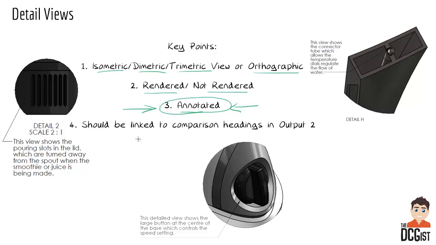The detail views should be linked to the comparison headings in output 2, okay? So if you have a detail view put in, try your very best to have it referring to one of the comparison headings in output 2, okay? And where you'll show that is in the annotation that you put in, okay? So these annotations should be referring to output 2, okay? These ones don't. These students wouldn't have gotten full marks for it, okay? You need to make sure to show those comparison headings in your output 2.